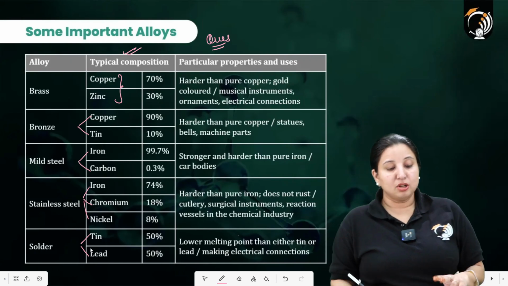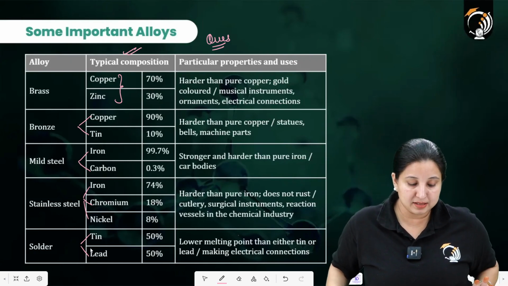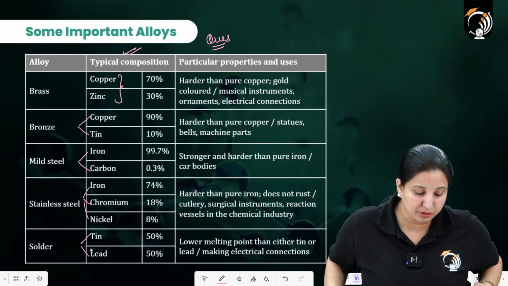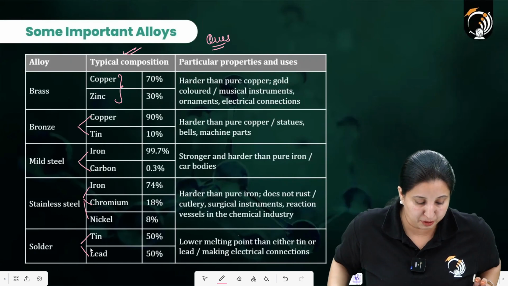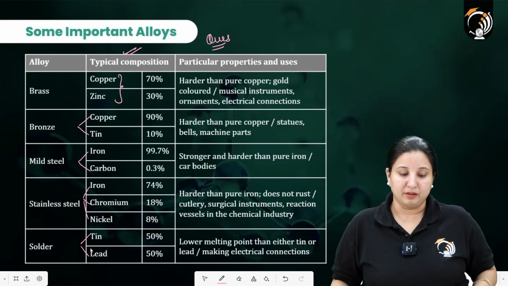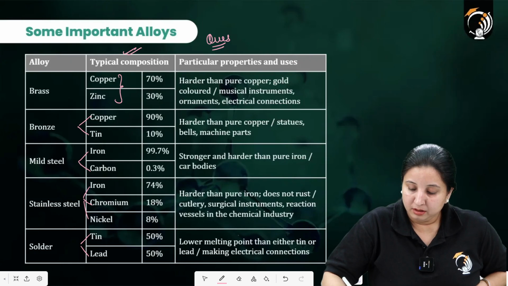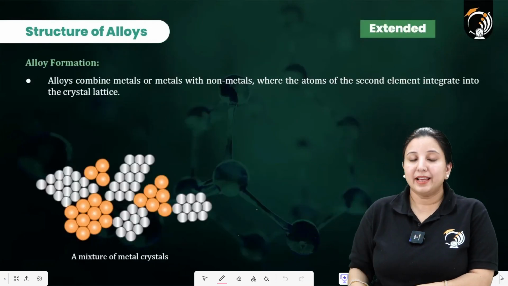Now among these also, the most commonly asked question is about brass, and at second number sometimes you can have stainless steel, and at third number is going to be bronze. No question up to now has been asked on mild steel or solder. Now, this is for the extended student.